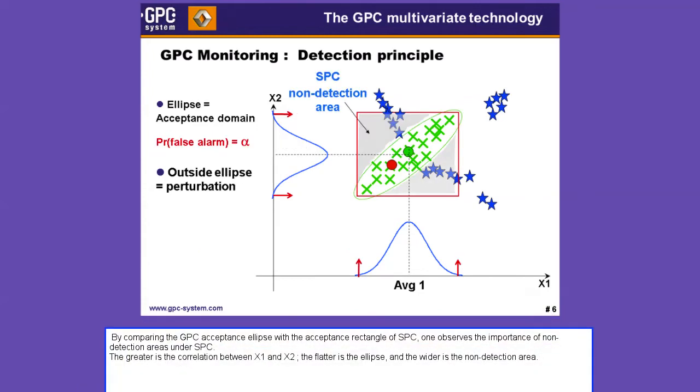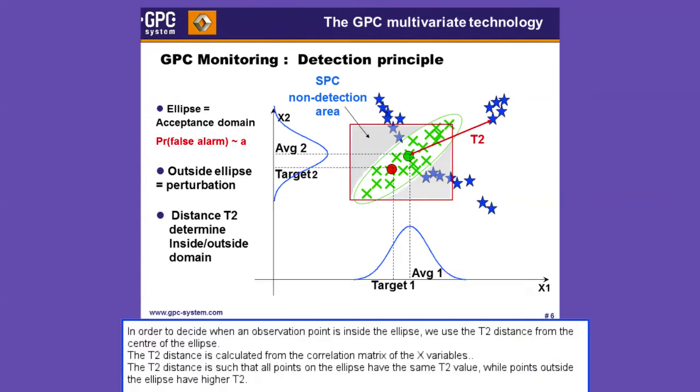By comparing the GPC acceptance ellipse with the acceptance rectangle of SPC, one observes the importance of non-detection areas under SPC. The greater the correlation between x1 and x2, the flatter the ellipse, and the wider the non-detection area.